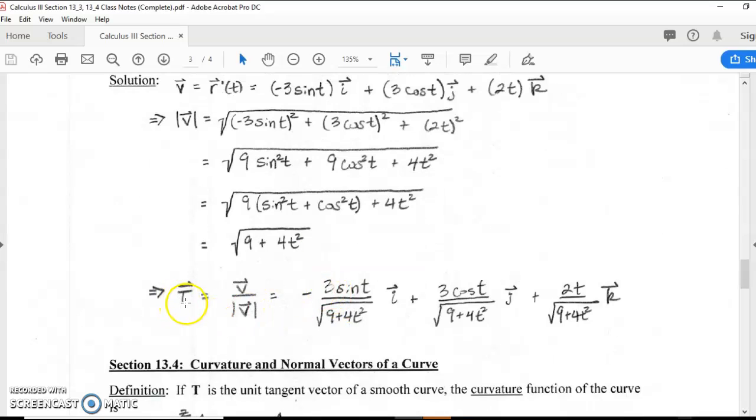So the unit tangent vector then is the velocity divided by its magnitude. So minus 3 sine of t divided by the square root of 9 plus 4t squared in the i direction, etc.